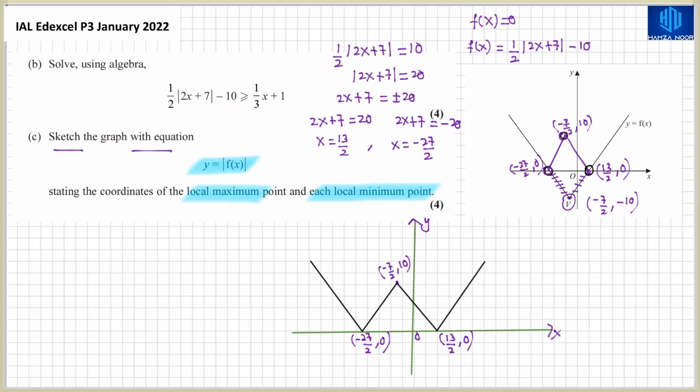You also need to make sure that the slope of this downward sloping line and this downward sloping line looks the same, and that the slope of this upward sloping line and this upward sloping line looks the same. Otherwise, you are going to lose your marks. So this was the answer to part C. It was worth 4 marks. This was question number 7 of the International A-Level Edexcel P3 January 2022 paper.